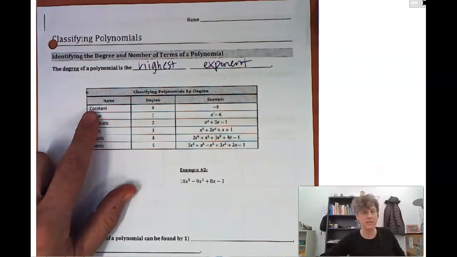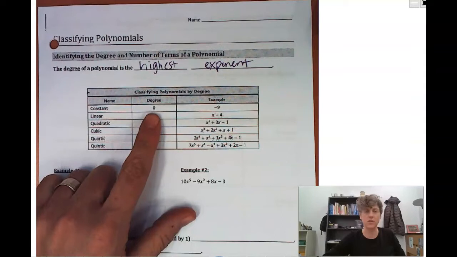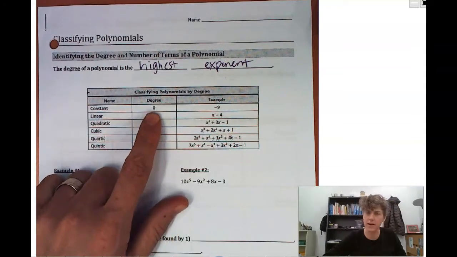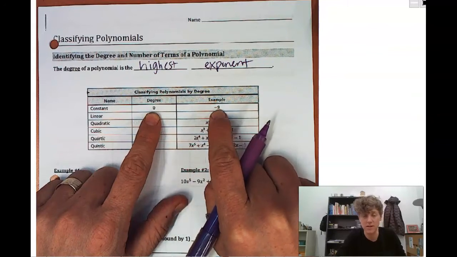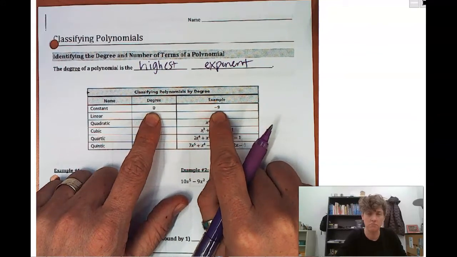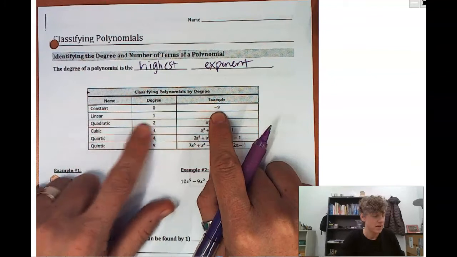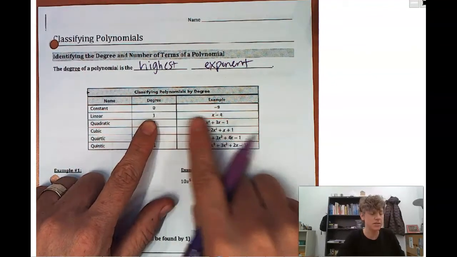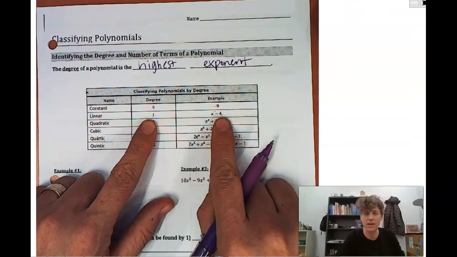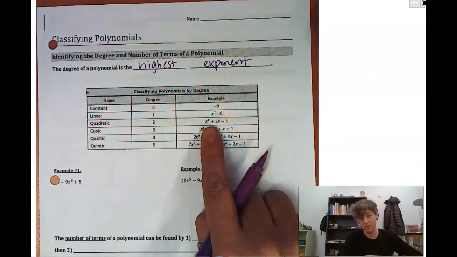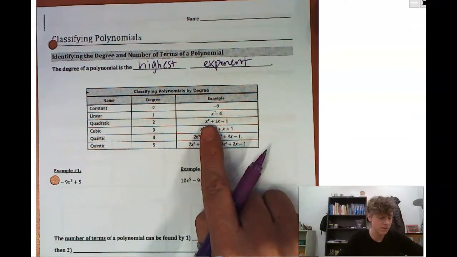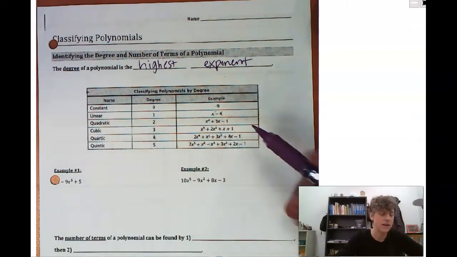So a constant has degree 0. Our highest exponent is 0 would be some just plain old number all by itself. -9, that's a constant. Linear highest exponent is 1, so that would be like x minus 4. Quadratic highest exponent is 2. We've been talking about quadratics for quite a long time. Got x squared plus 3x minus 1.